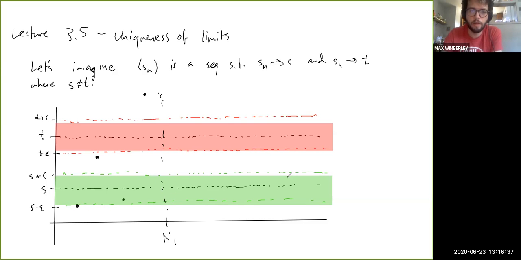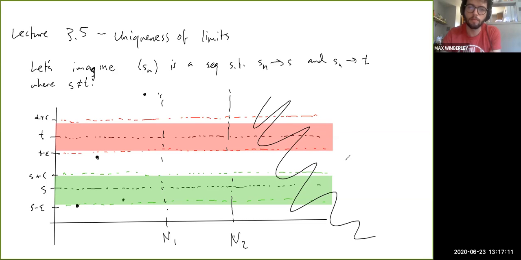Now beyond this point N1, the sequence has to stay inside of this band. That's because we assumed it converges to S, okay? But there's a similar number for T, right? So let's say it's N2, maybe N2 is over here, right? Then the sequence also has to be in this band. So at this point, beyond both of these two numbers, and I don't know which order the numbers are in, like N2 might be before N1, like might be smaller than N1, but it doesn't really matter. At the point where you've passed both of those numbers over here, the sequence needs to be in both bands at the same time.